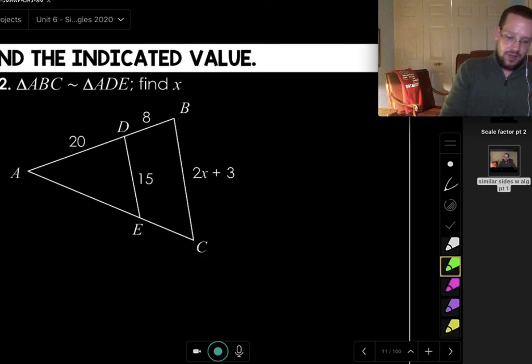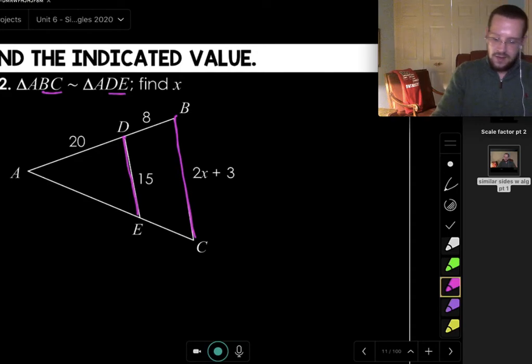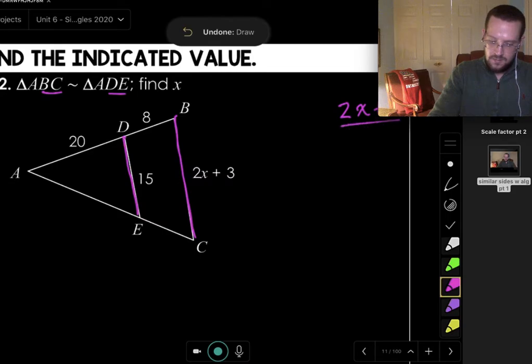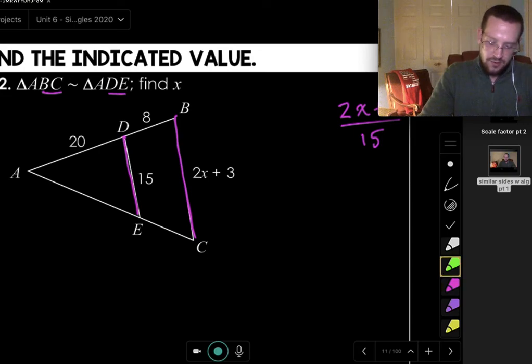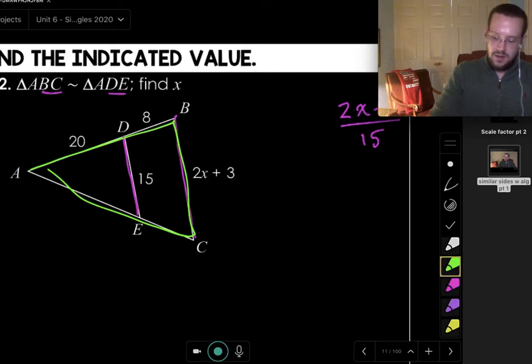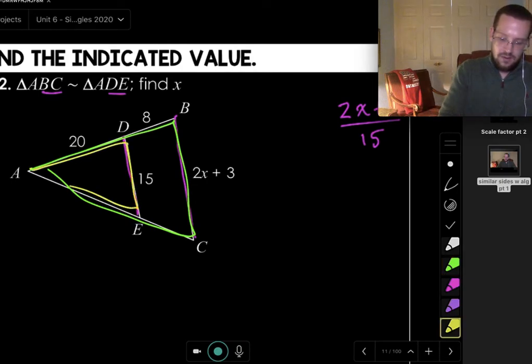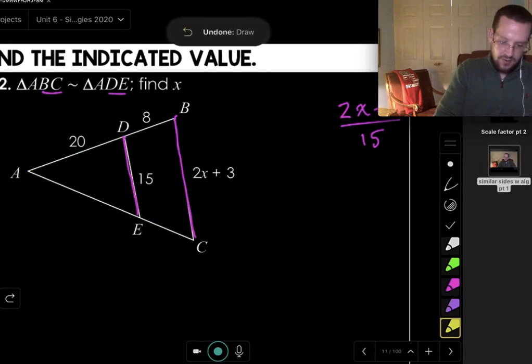So let's look at some corresponding sides. Now, clearly, it looks like to me that BC and DE are corresponding. And so what I'm going to do here is make a proportion. Okay, and now really I have to look at this other one. Now we have two triangles here. We have this big triangle here in green, and then we have this small triangle here in yellow. Okay, so that's how I'm going to look at these.